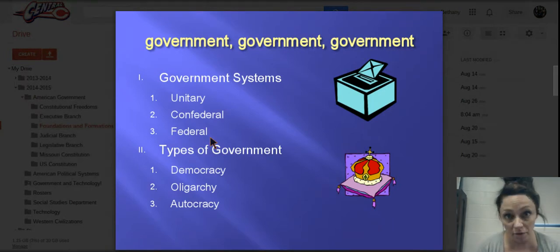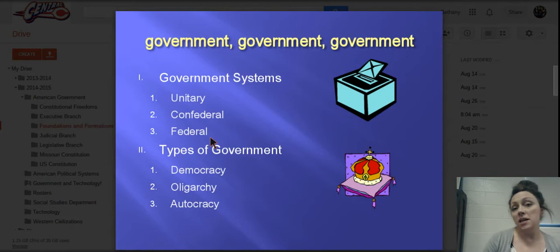So when we're talking about a federal system, we're saying a type of government or a system of government in which power is shared between a national government and regional governments. So we have a federal system because we have one national government in Washington, D.C., and then we have regional governments. We have state governments, we have city governments, we have county governments, and so on and so forth. So we have a federal system.